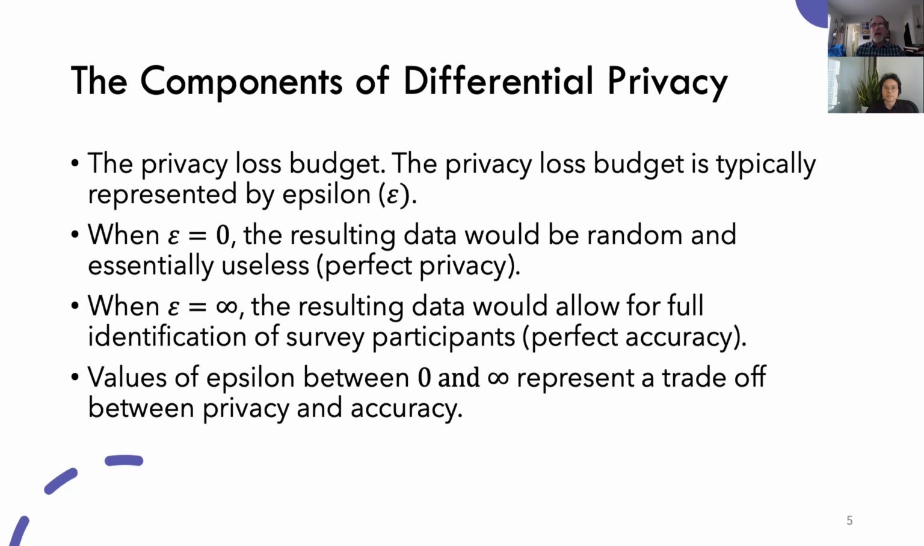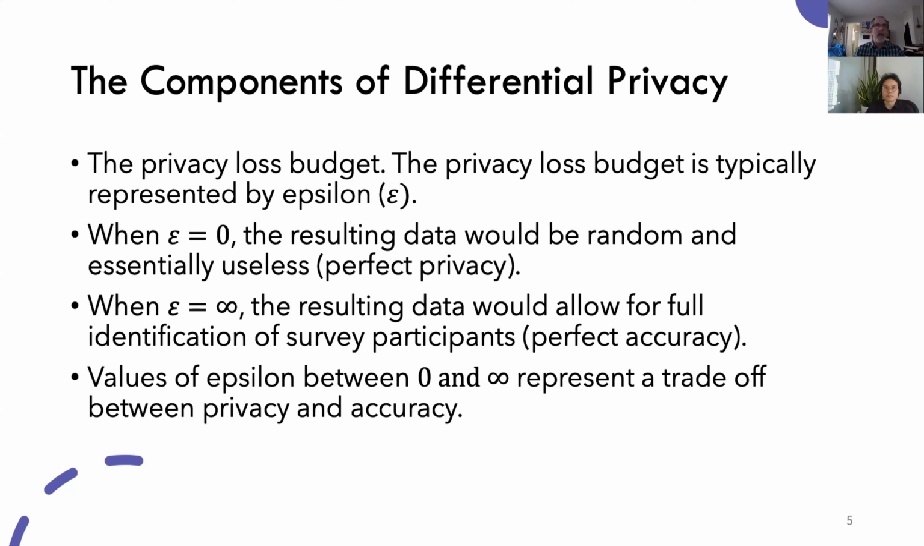Okay, so what are the components of differential privacy? Well, they include the privacy loss budget. The privacy loss budget is typically represented by epsilon. So epsilon covers a range. When the privacy loss budget is equal to 0, it basically means that the resulting data is pure noise. Privacy is 100% protected, but at the expense of 0 accuracy.